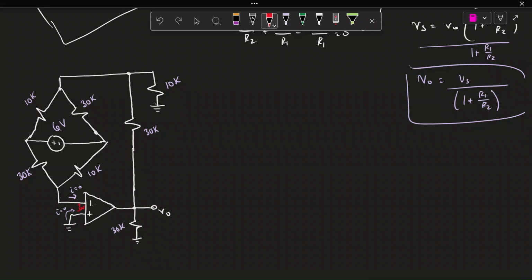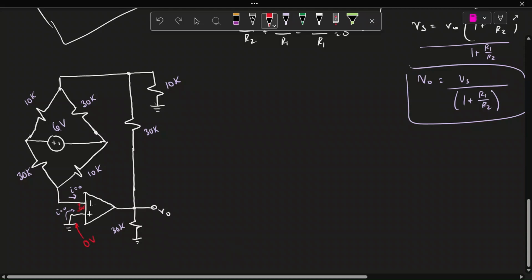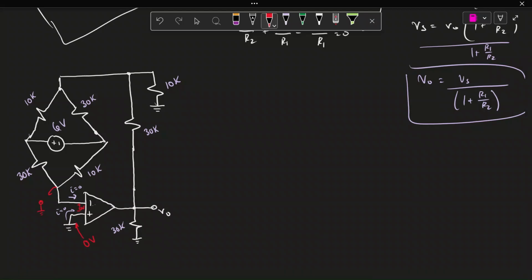What do we know about that? Well, this is ground. This is 0 volts. If there's no voltage difference across the op amp, that means we have a virtual ground. What that means is this here is ground also. Very important to notice when you're creating this, and this is why the first step, of course, is to apply our 2 golden rules.